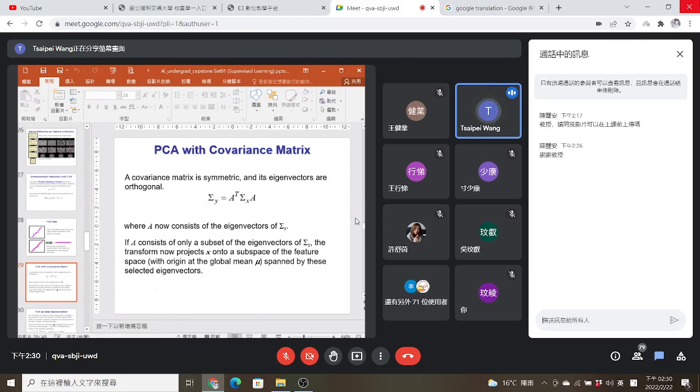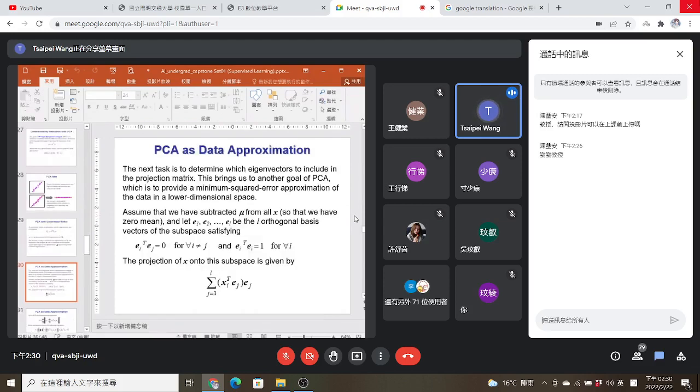That way, we can have fewer dimensions with PCA. And for this, we only have the problem of how to choose which dimensions to keep. So here is a little bit of derivation to prove that we choose this based on the eigenvalues.